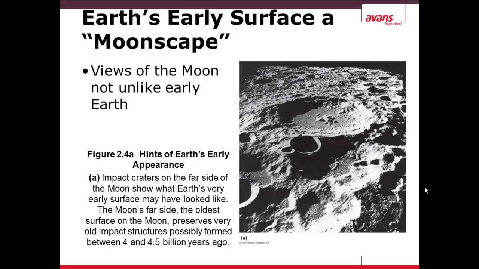The moonscape, or the Moon as it's seen today, is not unlike the early Earth. So you see many impact craters, and on the far side, the oldest surface of the Moon is preserved from old impact structures, possibly from 4 to 4.5 billion years ago.